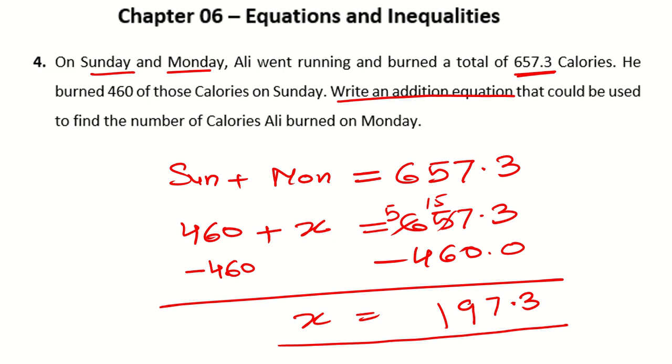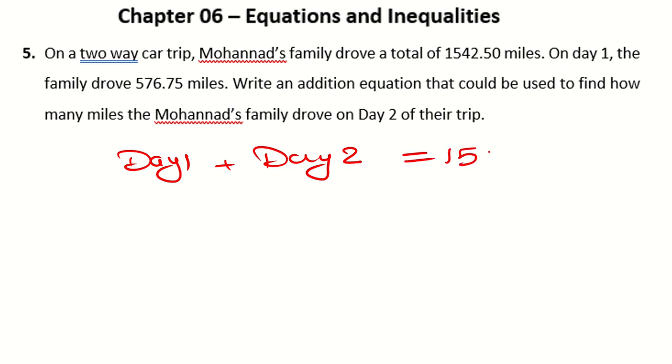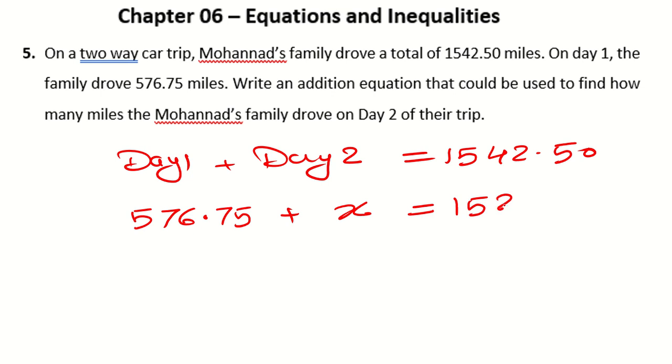Okay. Now, next is, on a two-way car trip, Mohannad's family drove a total of 1542.50 miles. Now you see, again we have two things, day 1 and day 2. Total, they drove 1542.50 miles. On day 1, they drove 576.75 miles. Day 2, we don't know, so write it as x is equal to 1542.50. So again, find the value of x.